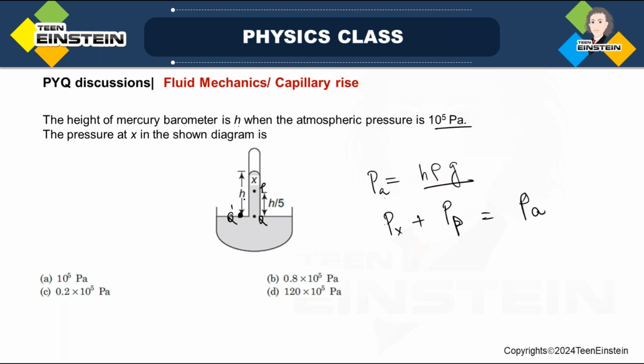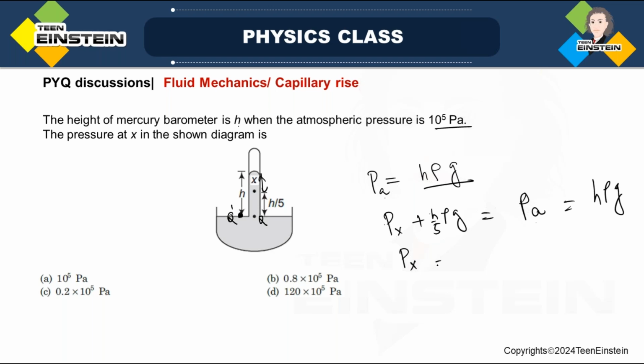Pressure due to this column height of liquid is H by 5. So let me just correct it a little bit. I can directly write pressure at X plus the pressure due to this column height of liquid, H by 5 rho G, is equal to H rho G, that is atmospheric pressure.